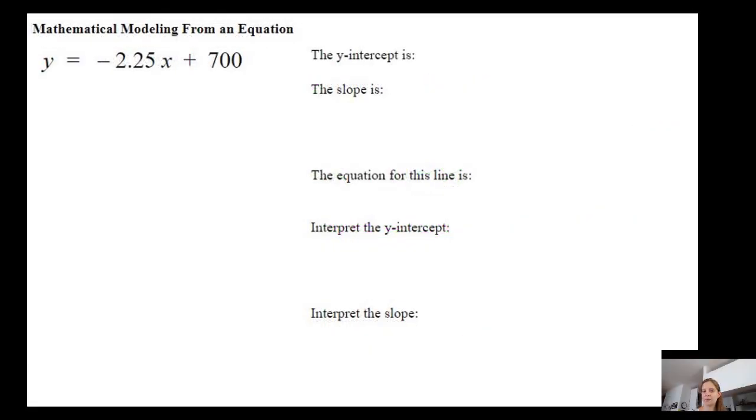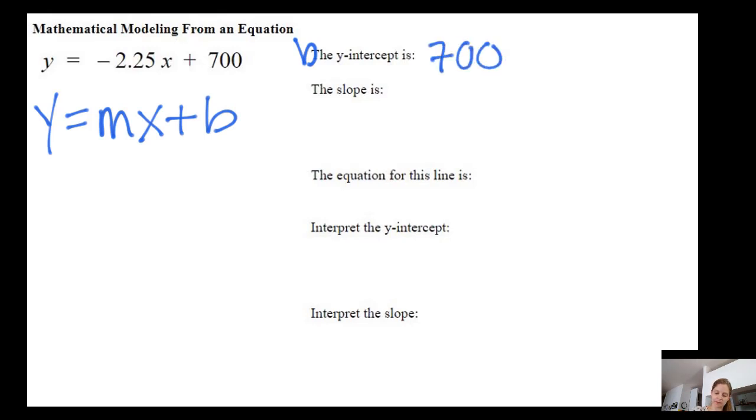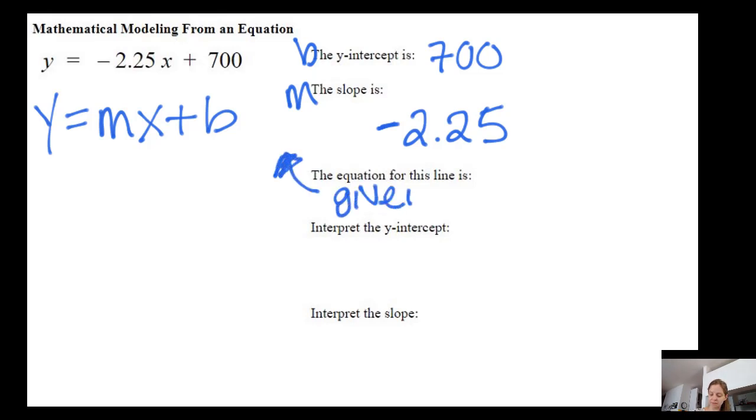And the last example is from an equation. So this equation, I've been saying it, but I never wrote it in our notes. Let me put it. y equals mx plus b form. The y-intercept is the b value, so it's 700. The slope is the m value, which is negative 2.25. The equation for this line was given, so I'm just going to put an arrow and write given.